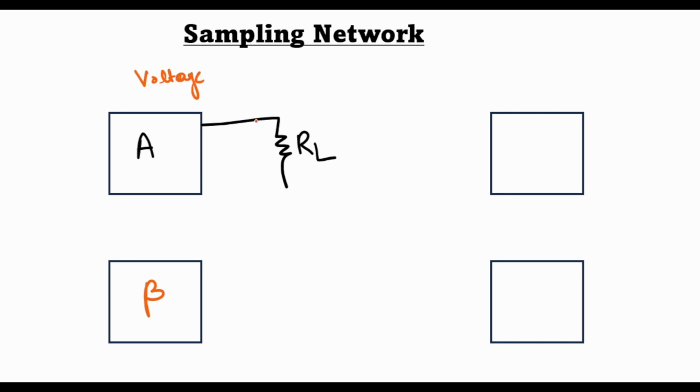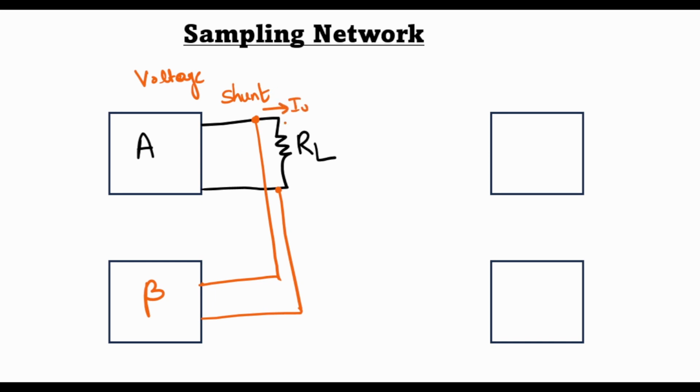that is, I want to sample a part of this output voltage, then this feedback network will be connected in shunt across the load. If this is the output, then the feedback network will be connected in shunt across the output. Therefore, this type of sampling is also known as shunt connection. So this is the current I0 and the voltage V0.